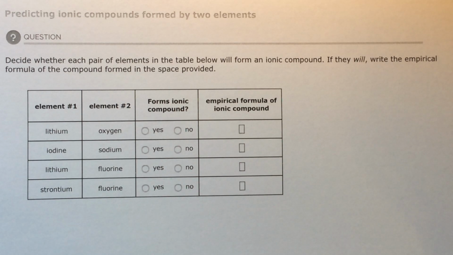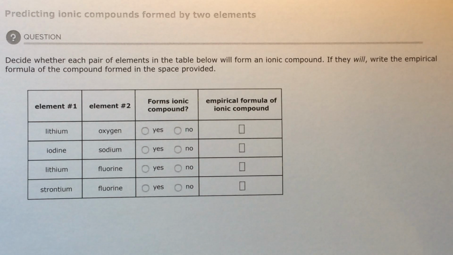Welcome back. This is an ALEKS homework video on predicting ionic compounds formed by two elements. If you remember, an ionic compound is a metal acting with a nonmetal, or a cation, which is a positively charged ion, acting with an anion, which is a negatively charged ion. Anything on the left side of the periodic table is going to become a cation and will be the first in the name. Anything on the right side of the periodic table becomes an anion, negatively charged. It changes its name to "ide" and will be in the second part of the name.